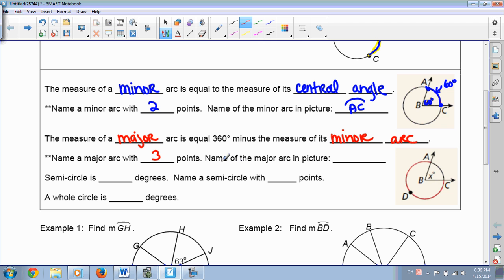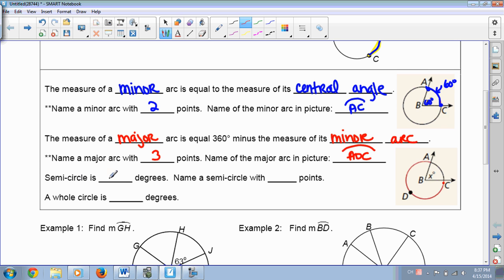Okay, a name of a major arc, you name a major arc always with 3 points, not 2 like the minor. And the name of the major arc pictured here is, well, A to C is the minor. So the major would be the one that's greater than 180 degrees. So that would be from A to D to C or from C to D to A. So we'll do A, D, C as the major arc.